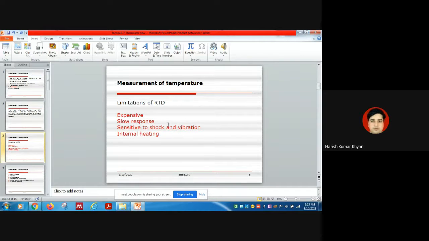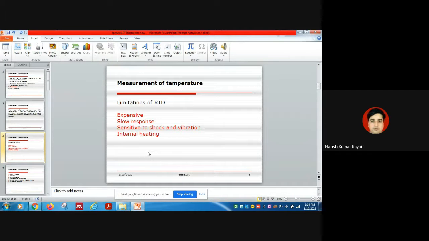Yesterday we discussed the RTD. So before starting the discussion related to thermistors, that is the second device, first understand the drawbacks of RTD, because yesterday we missed this point. If we compare RTD with thermistor, then RTD is somewhat expensive as compared to thermistors. Second one, it has a very slow response.